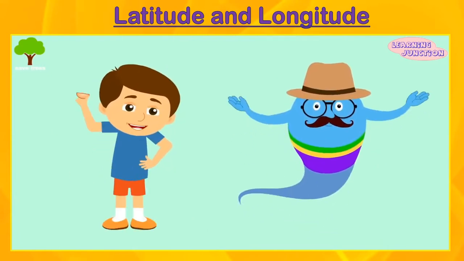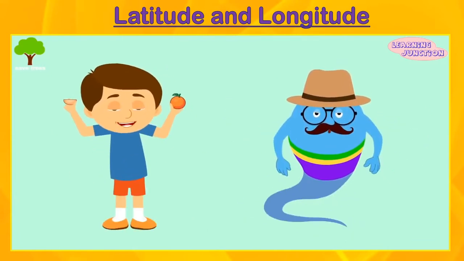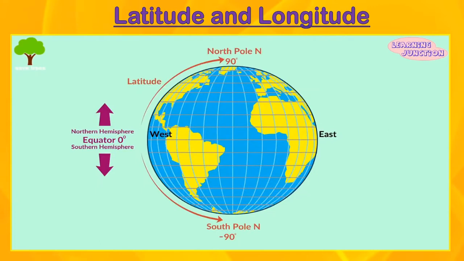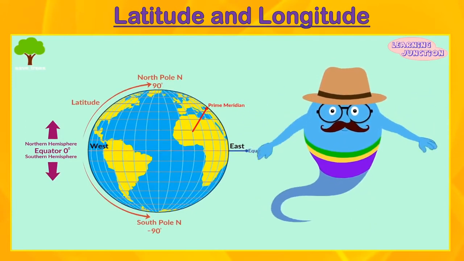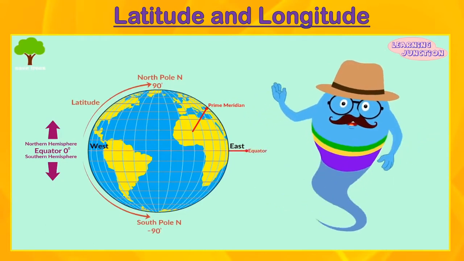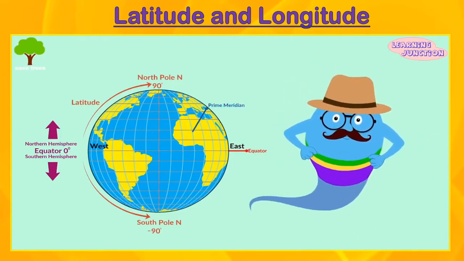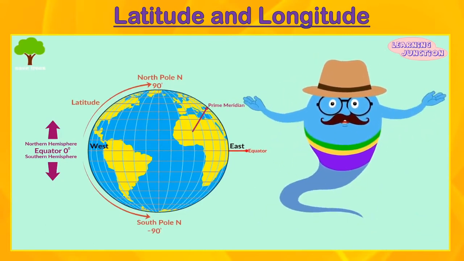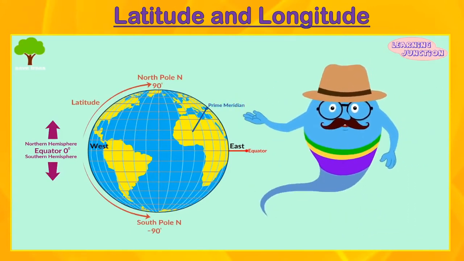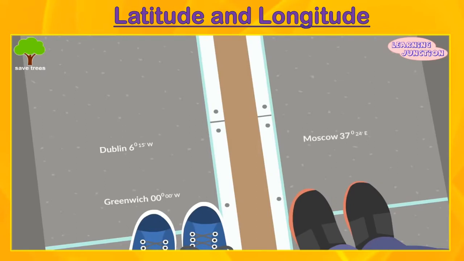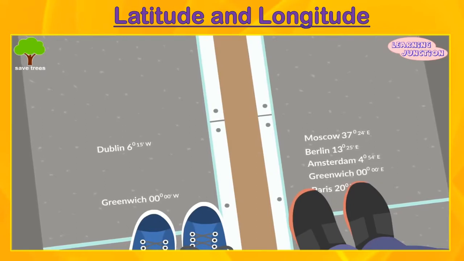Now we'll see some of the notable latitudes and longitudes. The most important of these are the equator and the prime meridian. The equator is a line passing through the center of the Earth and is considered as the reference point for latitudes, whereas the prime meridian is a line passing through Greenwich, England, and is considered as the reference point for longitudes. It is also the source to calculate time and the international dateline.